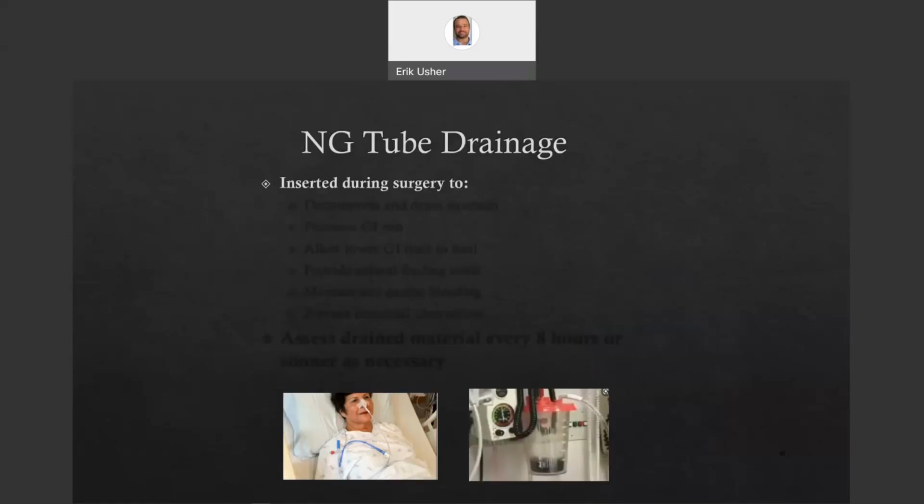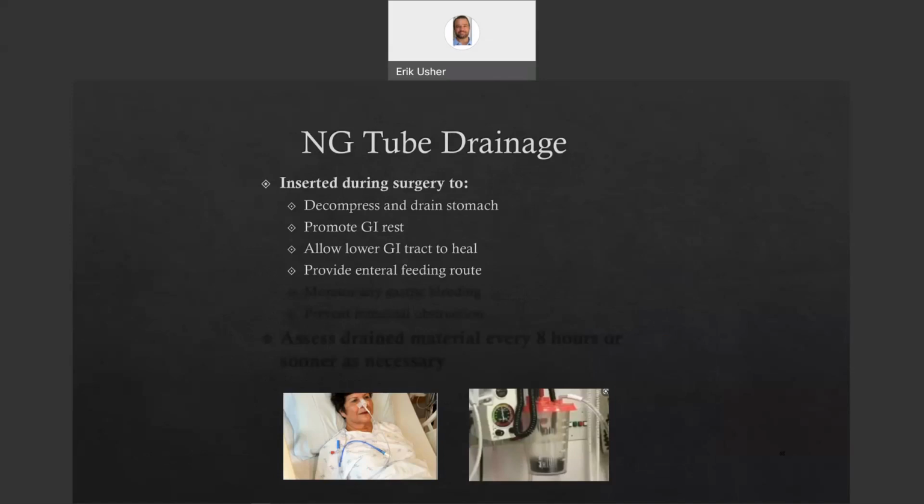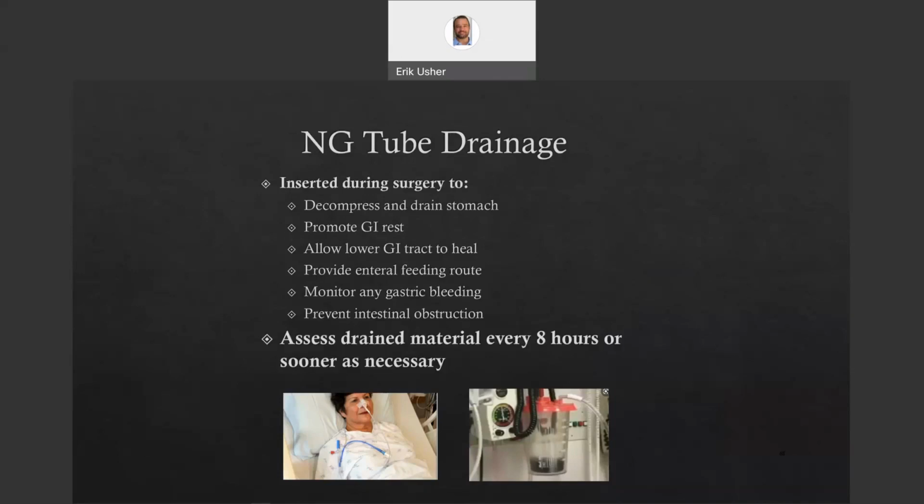NG tube drainage, okay, it's inserted usually during surgery, and it decompresses and drains the stomach, promotes GI rest. It allows the GI tract to heal and provides an enteral feeding route too. That's always important postoperatively. Monitor for any gastric bleeding, and it prevents intestinal obstruction. So we assess the drain material every 8 hours or sooner if needed, and if there's a question of any blood, they can actually check that for the presence of blood, doing hemoccult tests on that.